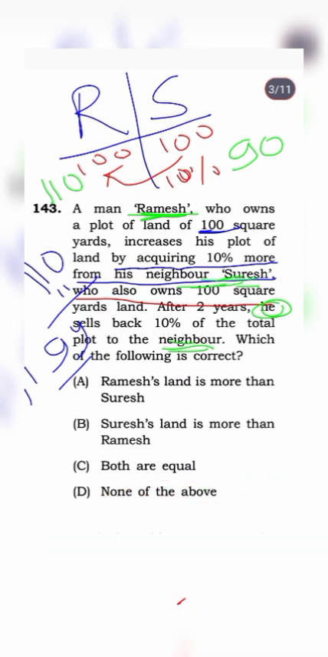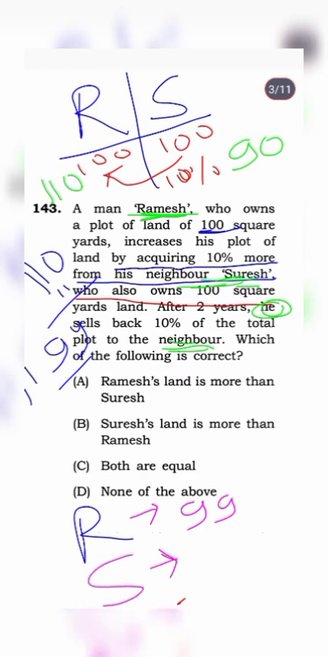See, now Ramesh is left with 99 and he sold back 11 to Suresh. So Suresh will have, earlier he had 90 square yards, now he has 90 plus 11. So finally he has 101 yards. Now we will come to the question.